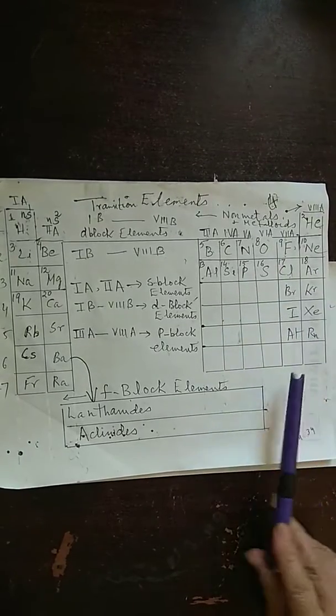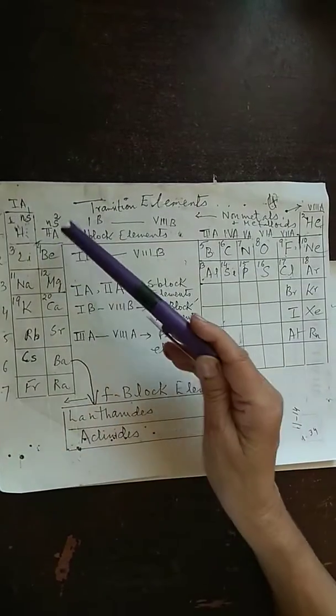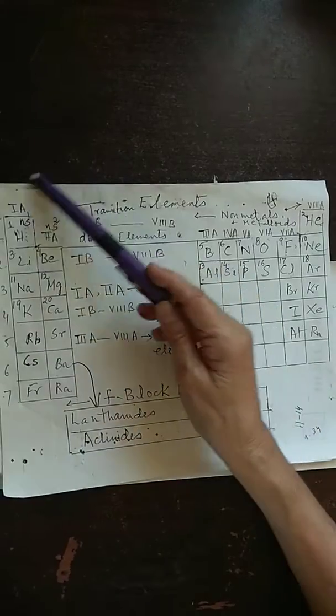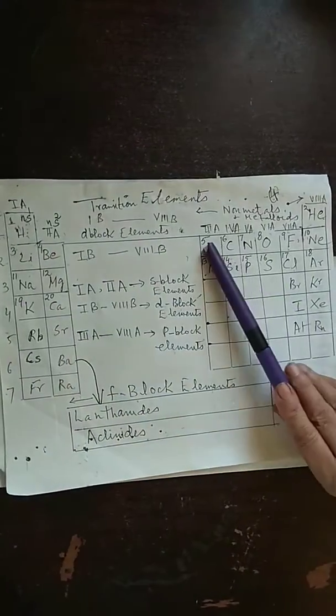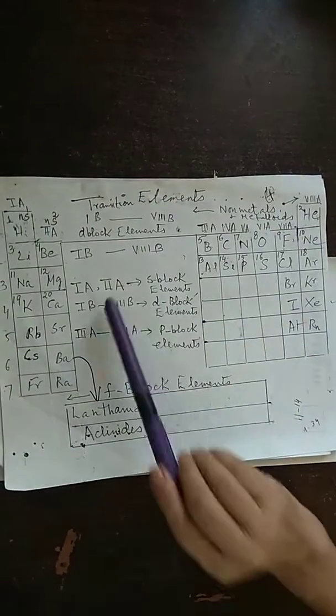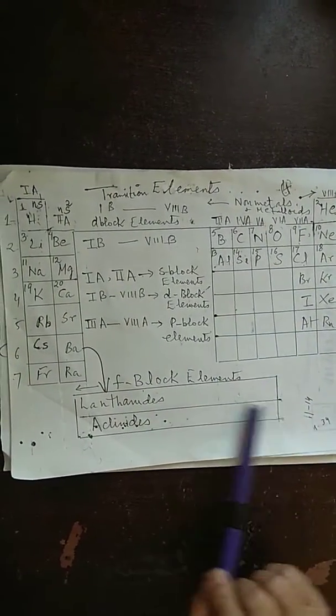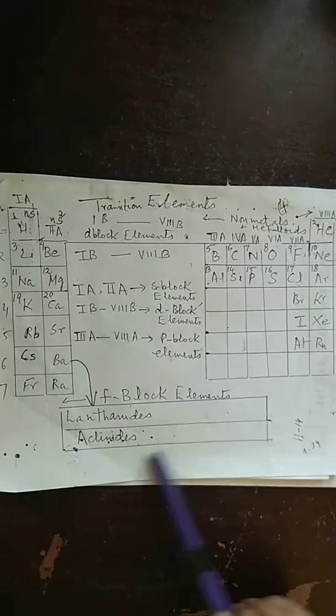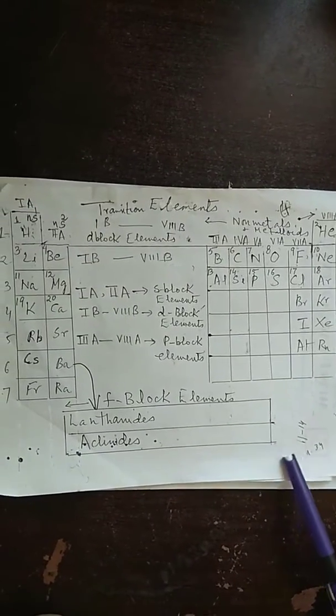Now these 1A and 2A group elements are known as the S block elements. 3A to 8A groups are known as the P block elements, 1B to 8B are the D block elements, and the lanthanides and actinides are known as the F block elements.